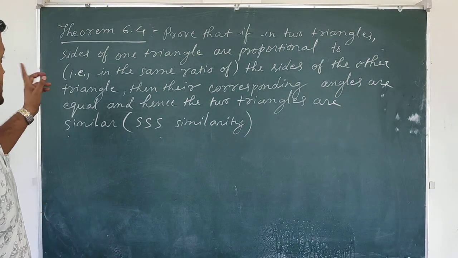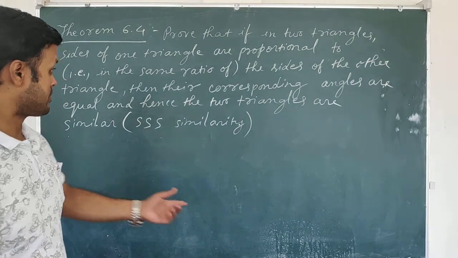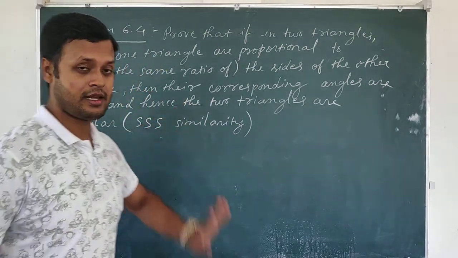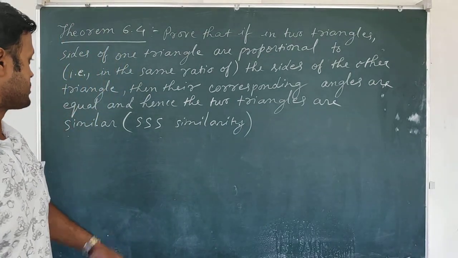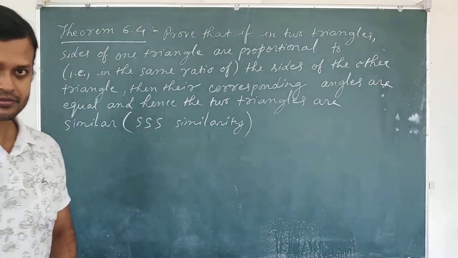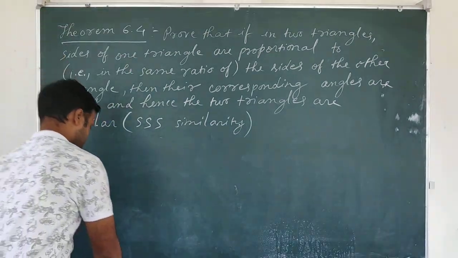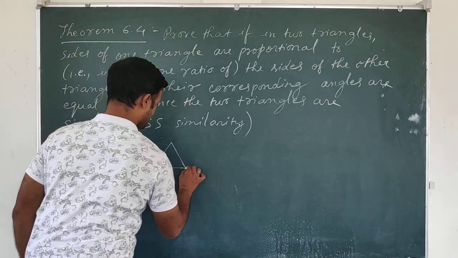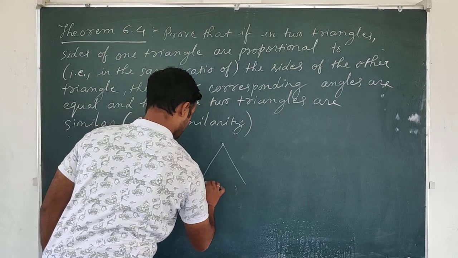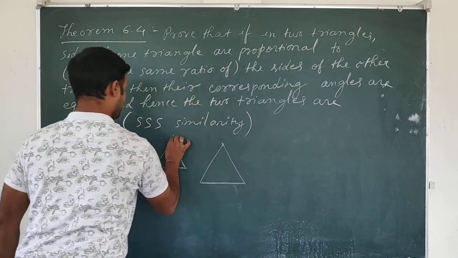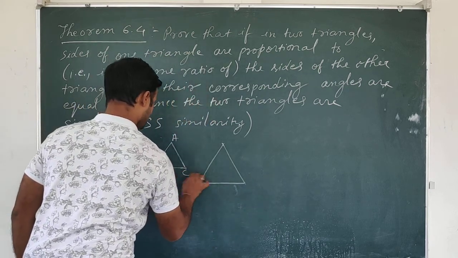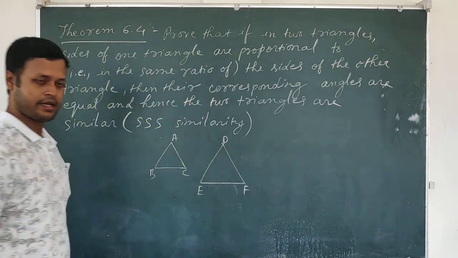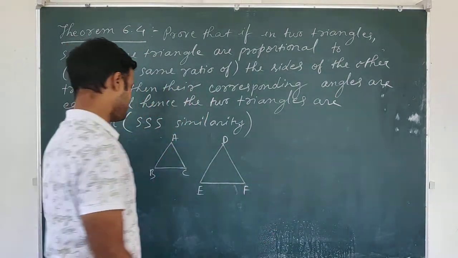Okay, so students, prove that if in two triangles the sides of one triangle are proportional to the sides of the other triangle, then their corresponding angles are equal and hence the two triangles are similar. That means suppose two triangles are there, ABC and DEF.